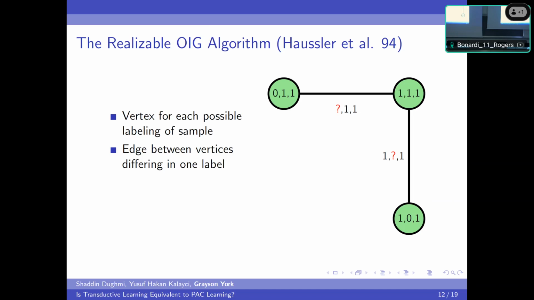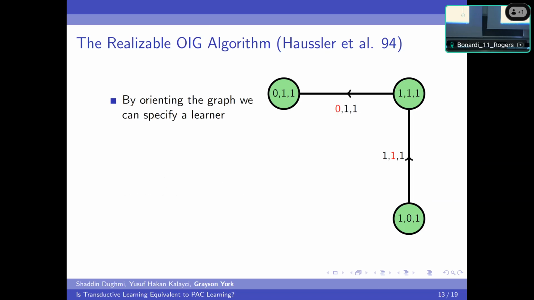If you recall the definition of the transductive setting, each edge corresponds to exactly the problem faced by our learner. Our learner gets all but one of the labels for a sample, and it must decide how to assign the last label. In that way, our learner is really given an edge, and it must choose a vertex. Therefore, to precisely specify the behavior of our learner, we need to orient each edge towards the vertex which that learner will choose, and specifying an orientation of the graph will give us precisely the behavior of the learner.